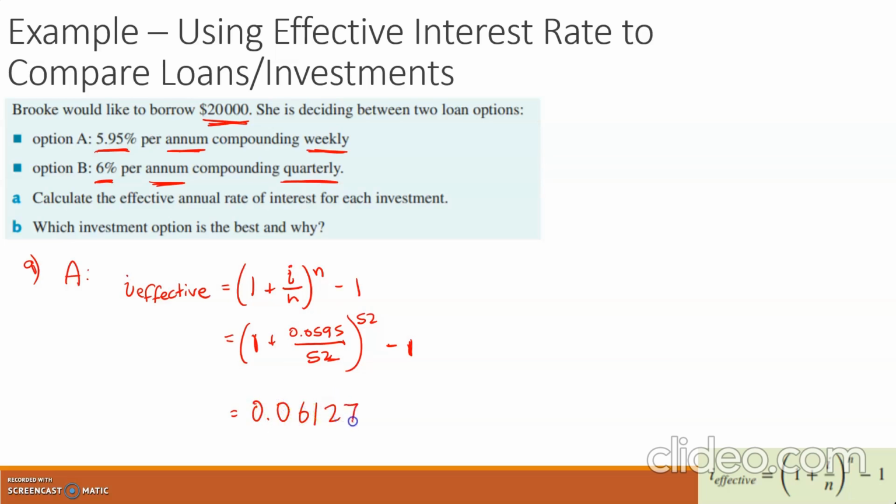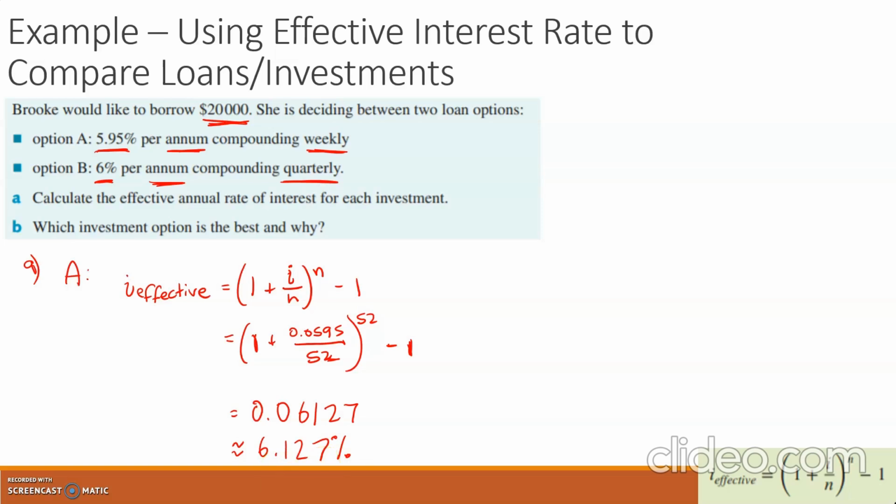Alrighty, 0.06127. Now I'll turn that into a percentage as well, just to make it easy to think about. So that's a decimal, I have to times it by 100 to turn it into a percentage. And that equivalent percentage is 6.127%. So that's my effective interest rate for the first loan. That's saying that my $20,000 will grow by 6.127% over the course of that year with that loan.